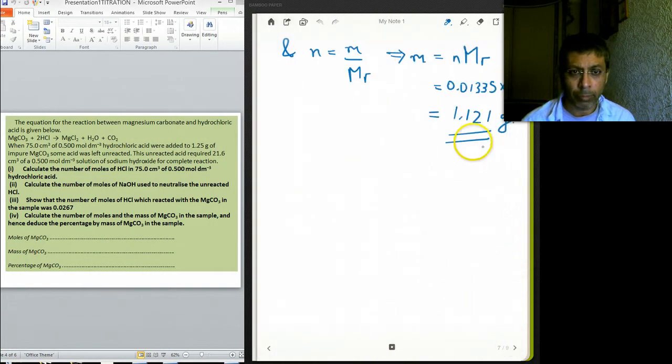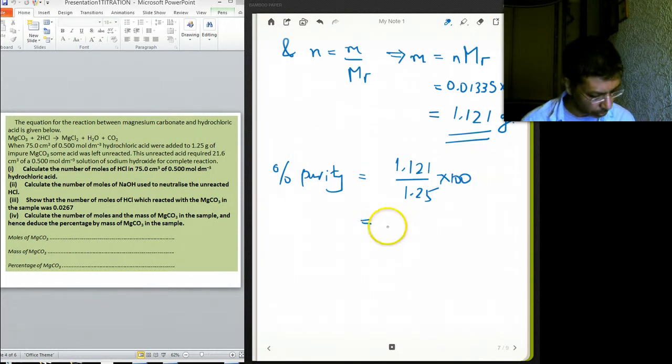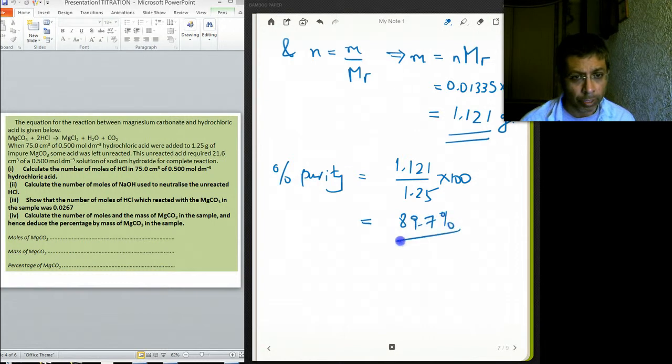The actual magnesium carbonate is this much. So the percentage purity equals 1.121 grams divided by 1.25 times 100, and that will give us a value of 89.7%. Okay, right. So that calculation was quite involved.